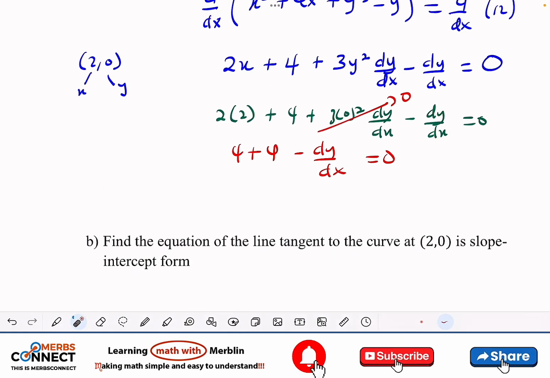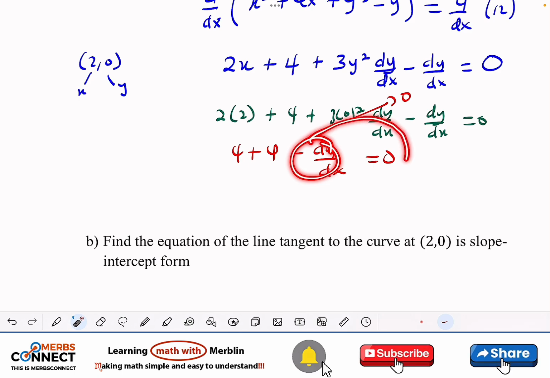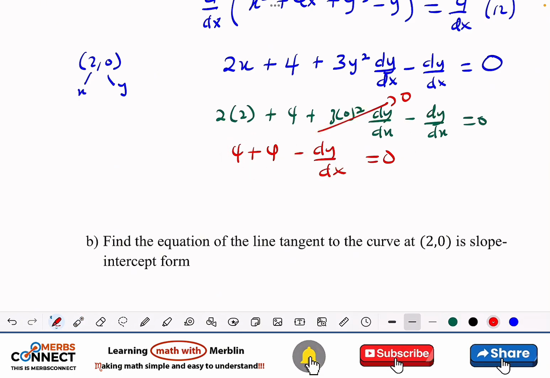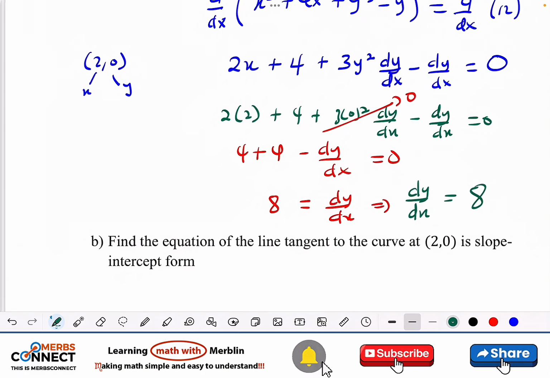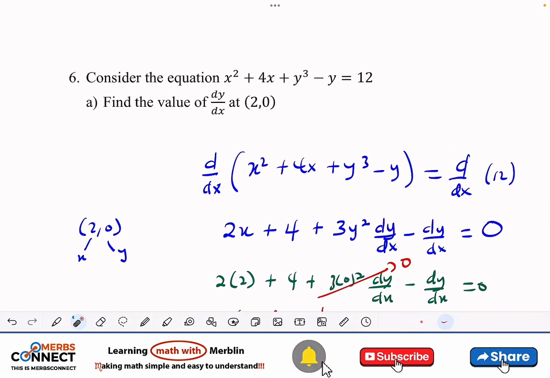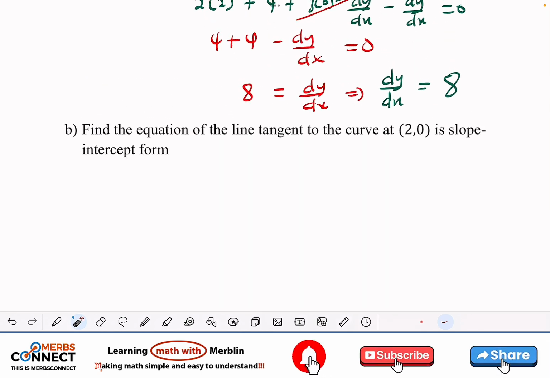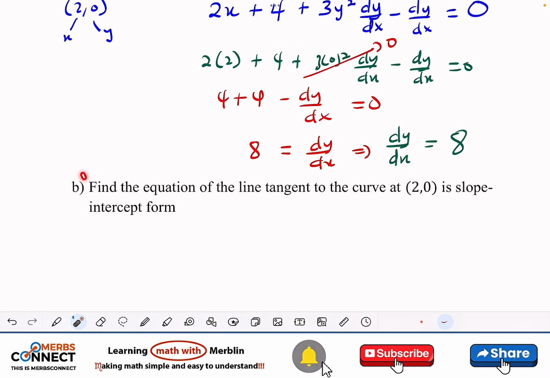Now I'll move this guy to this side. Since it's minus, it becomes positive. This and this is going to be 8. So I'm going to have 8 is equal to dy over dx. Writing dy over dx first, dy over dx is equal to a big 8. So the slope, or the dy over dx, is equal to 8. Good. Let's look at B.